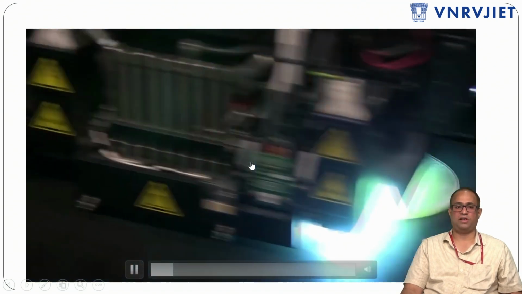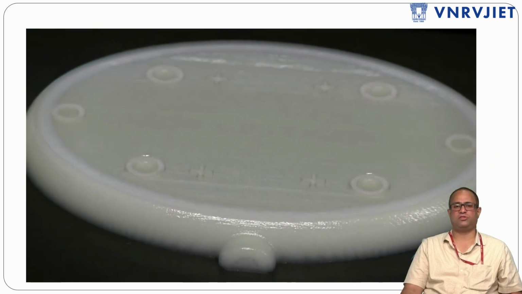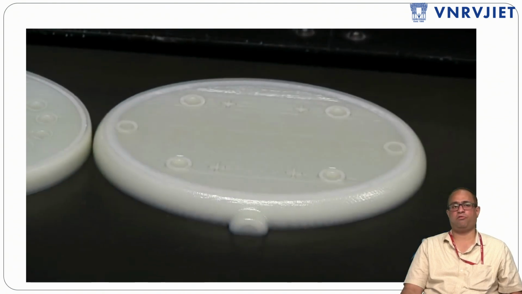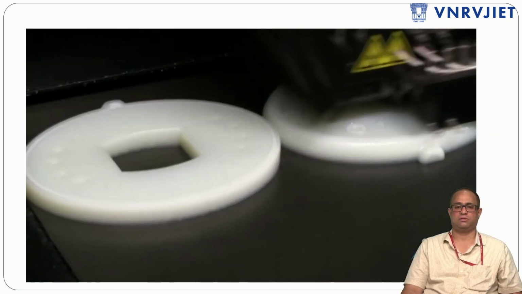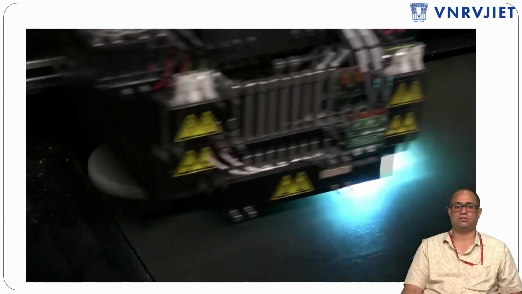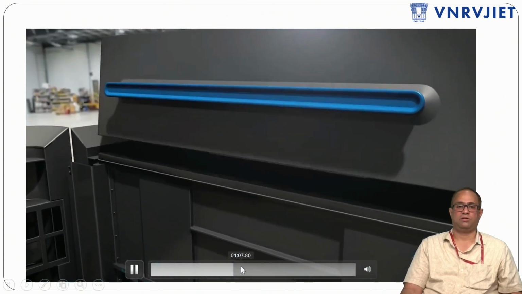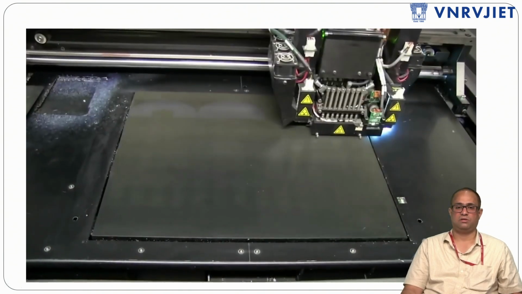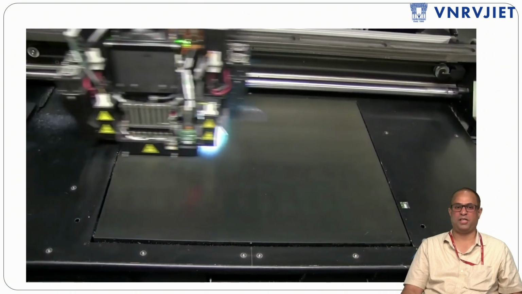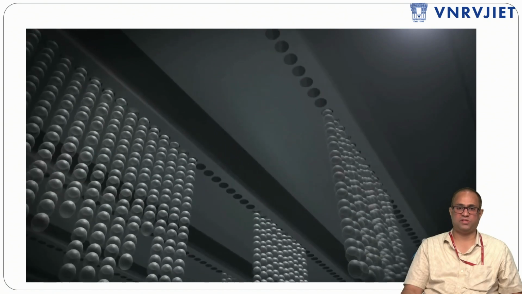See, as soon as the print head dispenses the photopolymer liquid, it is cured by the UV light. So this is photopolymerization again. Here too, photopolymerization takes place as soon as the liquid is exposed to the UV light. You can see the parts which are printed. See here, this is the setup. This is the build surface. It dispenses the photopolymer liquid, and you can see the nozzles dispensing the liquid.